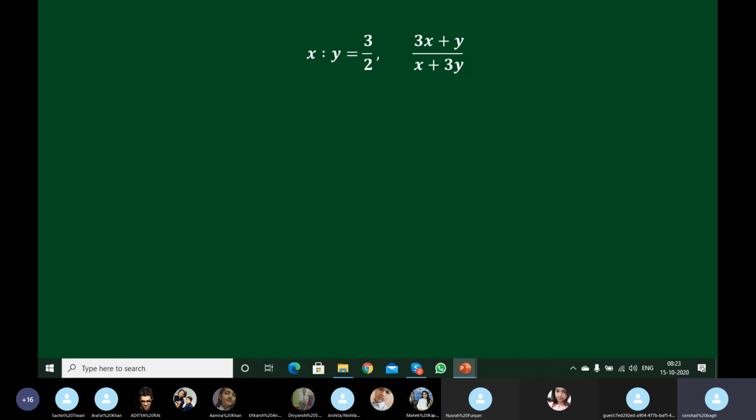Can you tell me how can we convert the numerator 3x plus y and the denominator x plus 3y? The numerator into x upon y and the denominator into x upon y. Can you see the numbers? You have to convert these variables in the form of x upon y. Can you tell me how you can convert? Come on, try. Wrong answers are also acceptable. Please try.